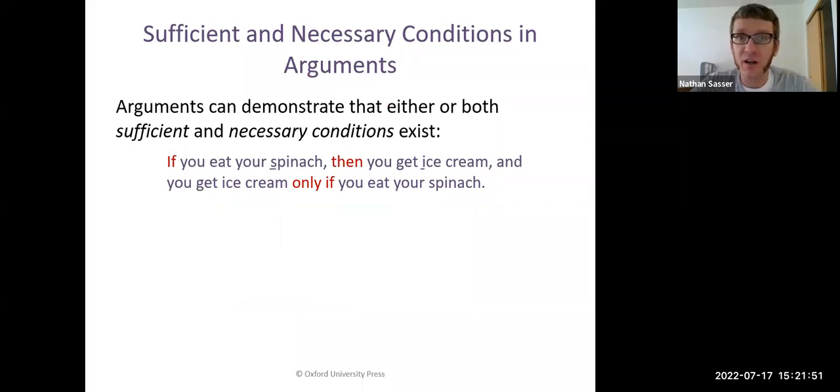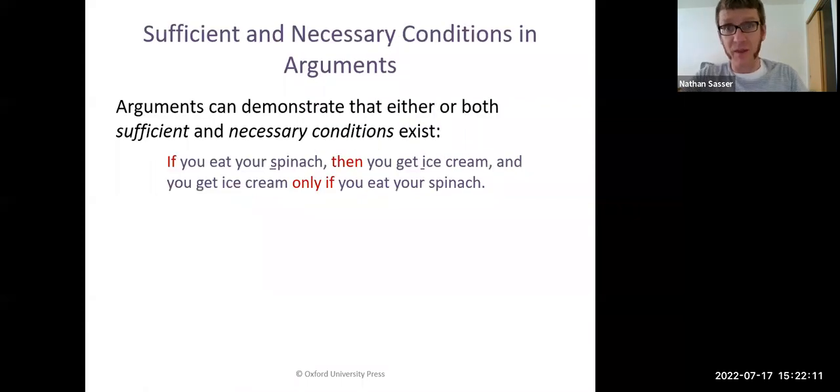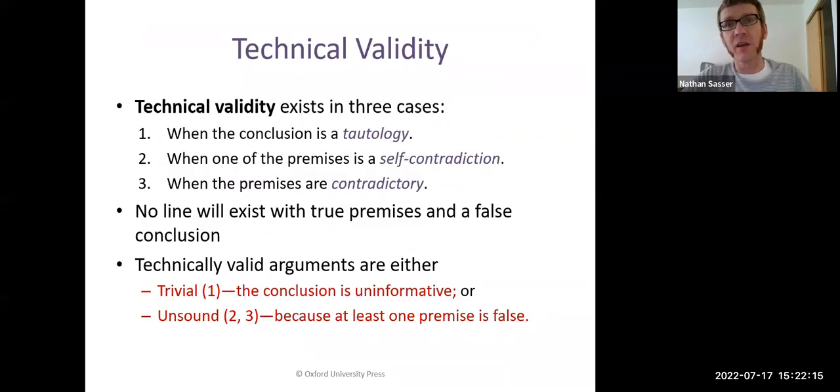Now, arguments can also tell us that either or both sufficient or necessary conditions exist. If you eat your spinach, then you get your ice cream. And you get ice cream only if you eat your spinach. That's a triple bar. So you can use truth tables to determine that.